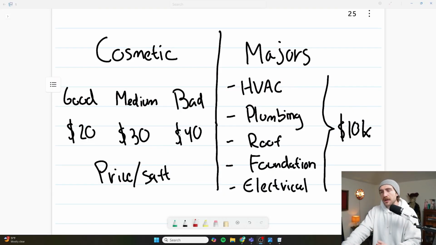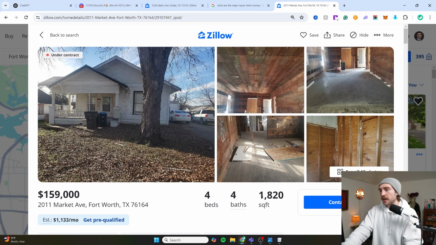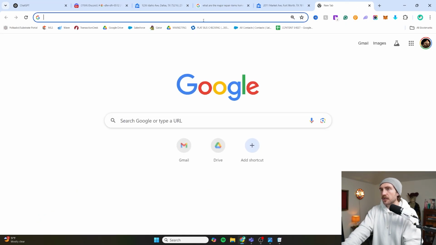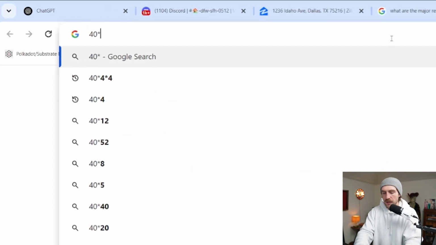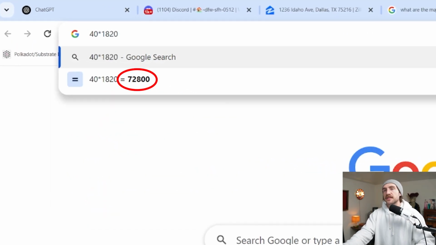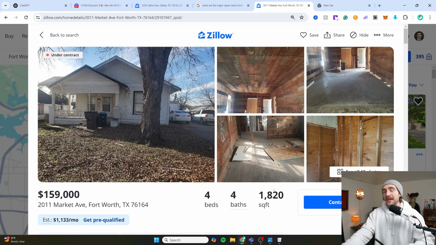But Max, what about the formula? Well, let's remember, in this type of property, we're going to budget $40 a square foot for cosmetic plus $10K for majors. Okay, let's go back to our property. $40 a square foot times 1820. I'm going to do this in my head and not use a calculator. That gives us $73,000. And then $73,000, guys, plus one or two major repair items. See that the formula works really well with the cheat sheet. We're getting a range, probably somewhere between 70 to 100 grand.